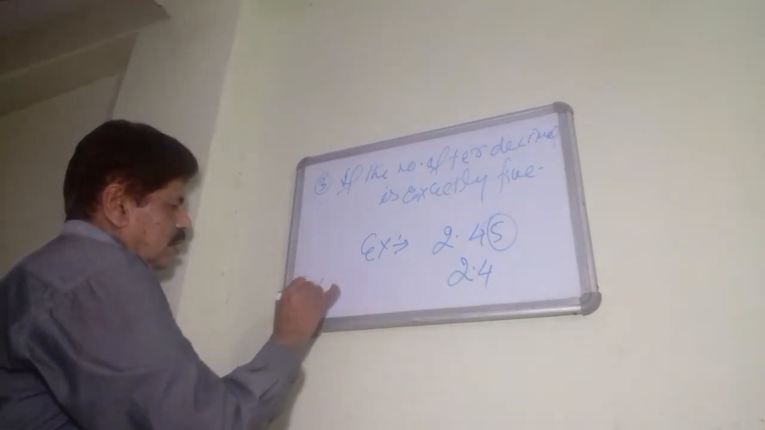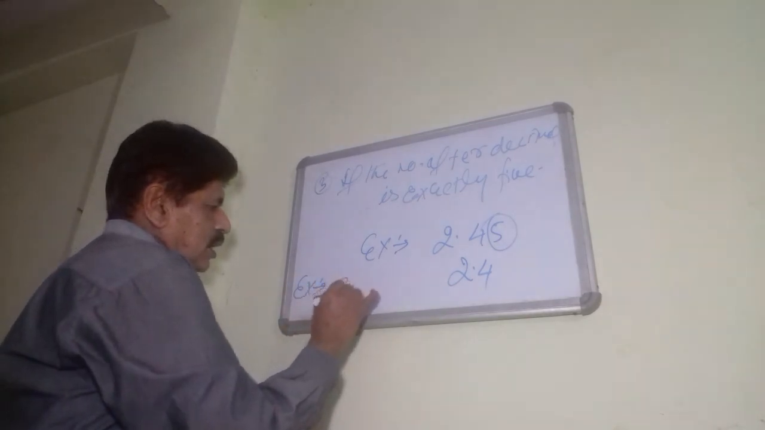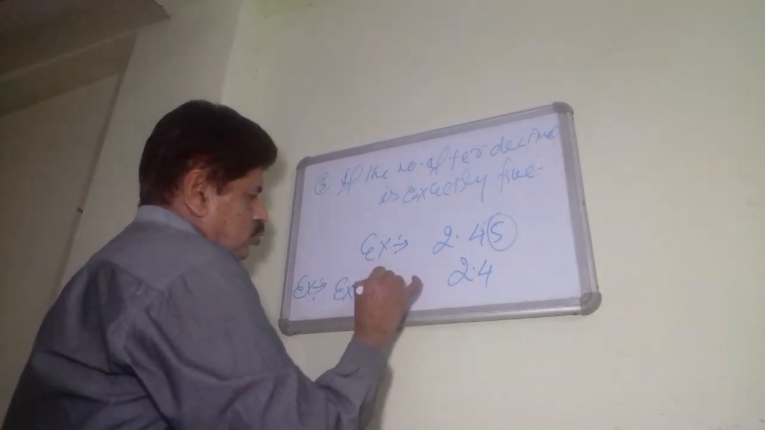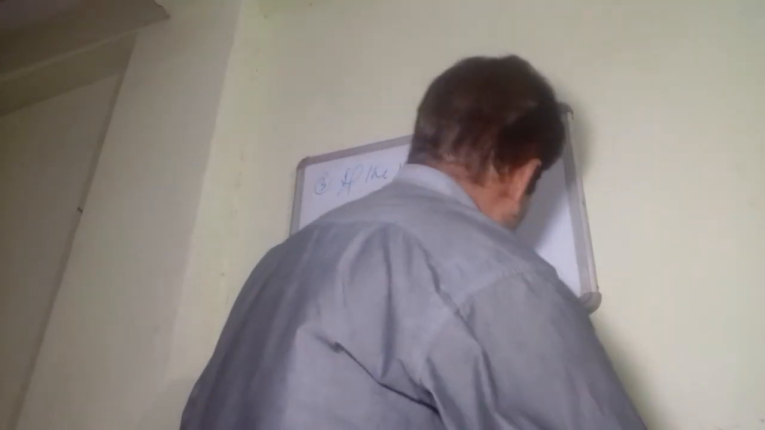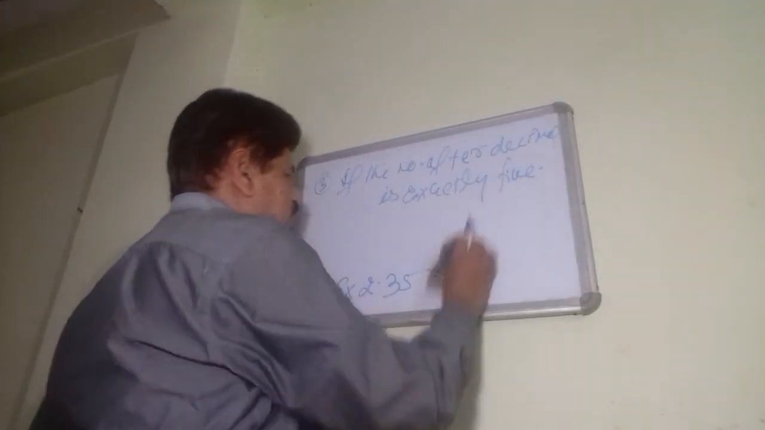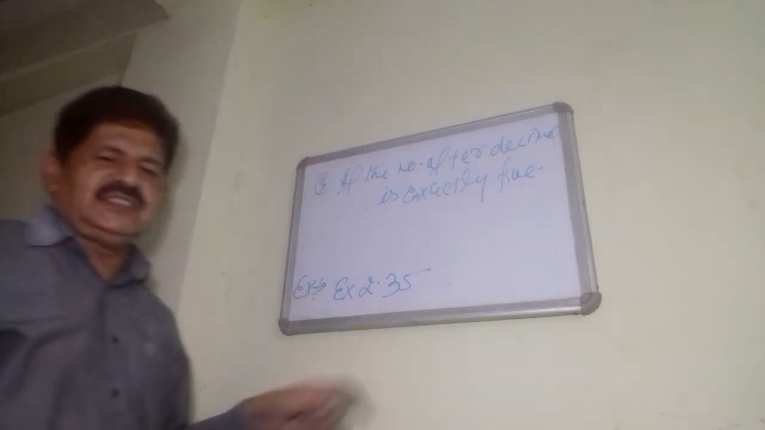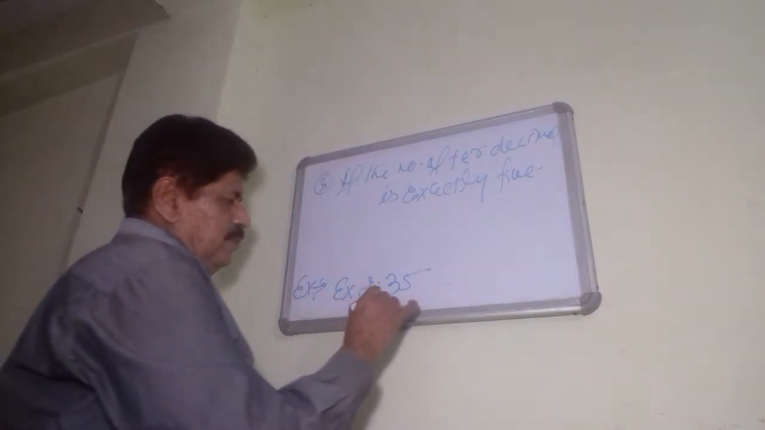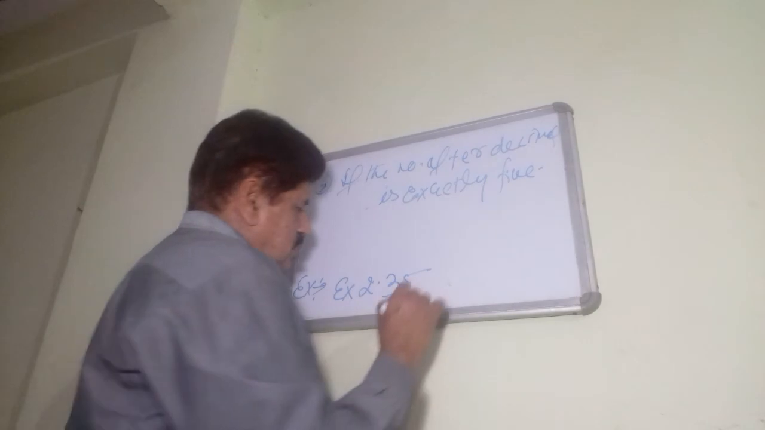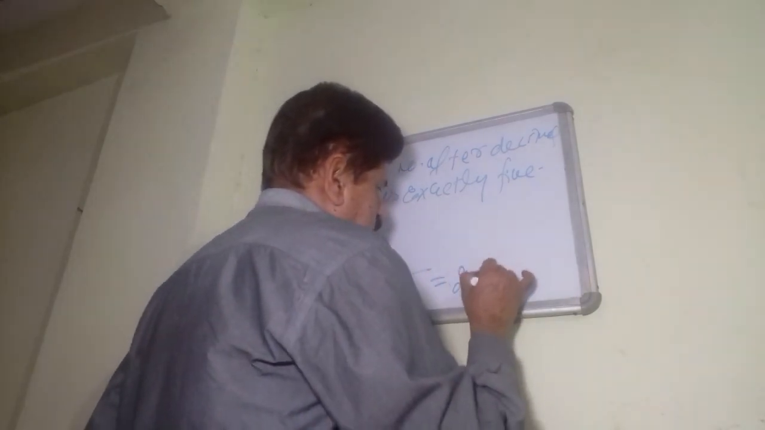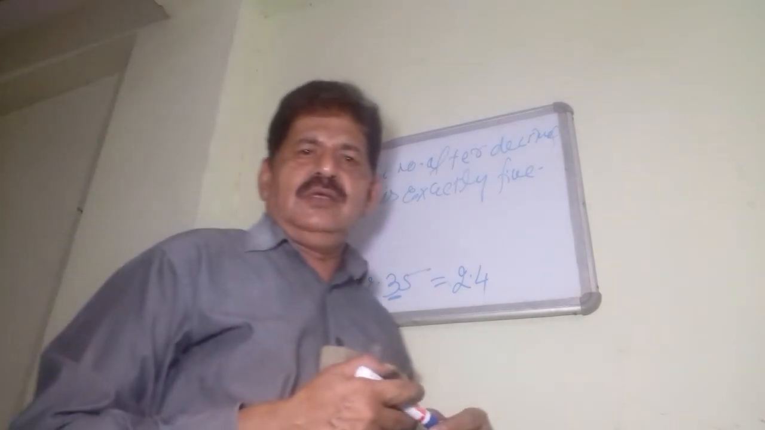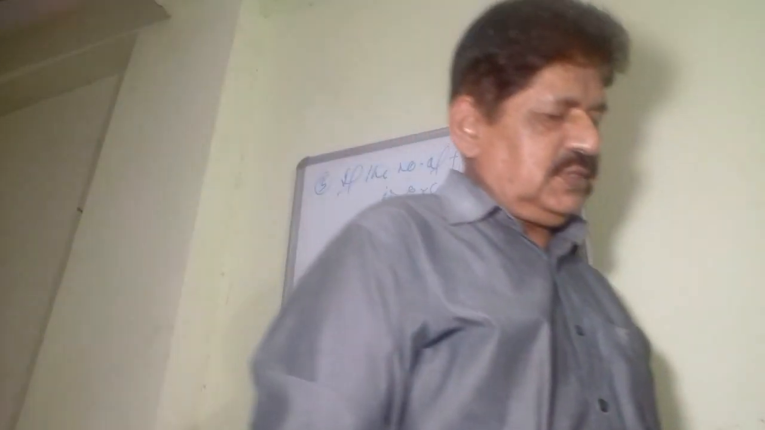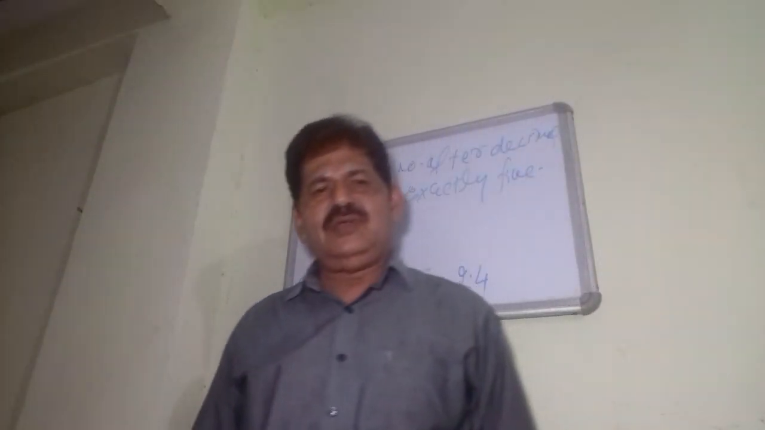Similarly, another example, 2.35. In this case, here 5 is exactly 5 and the preceding number is odd, so the result becomes 2.4. It is raised by 1. So this is the rule for significant figures and round off.